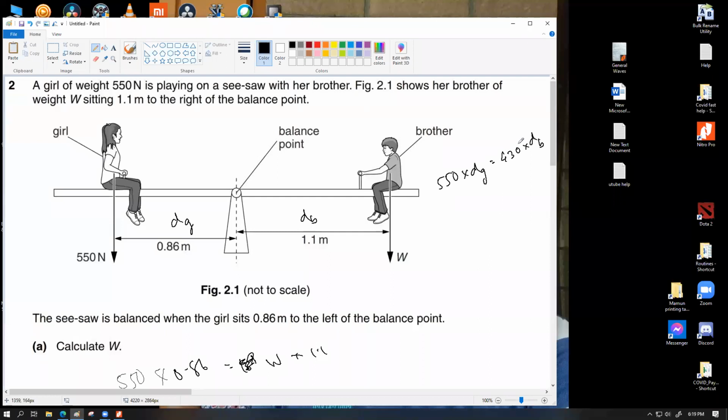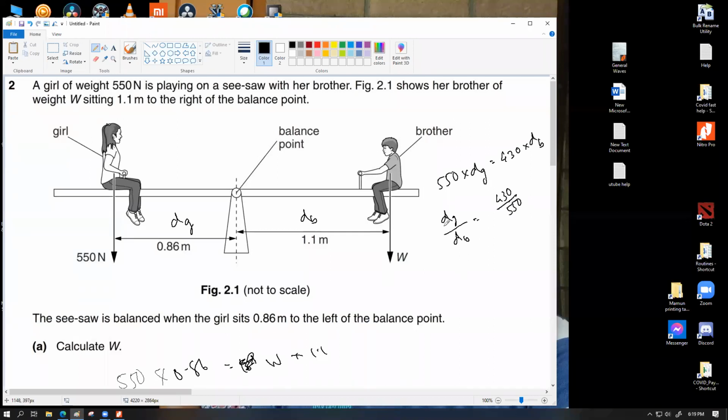Now, the question says that both of them have moved equal distances. Let's say both of them go away by a small distance from each other towards the end of the plank. Would this equilibrium remain the same? Here's the deal. For this to remain in equilibrium, the ratio of the girl distance divided by the boy distance is supposed to be 430 divided by 550.